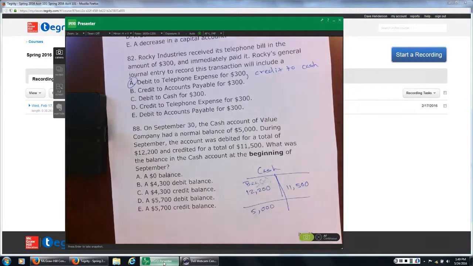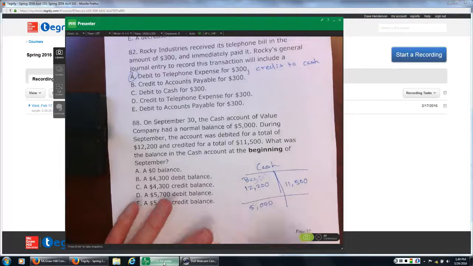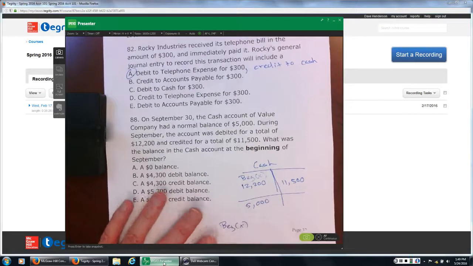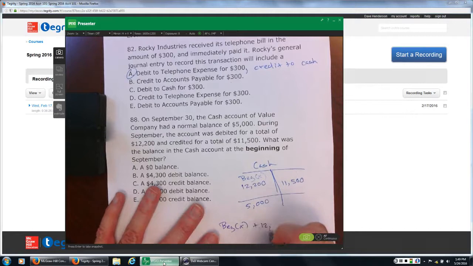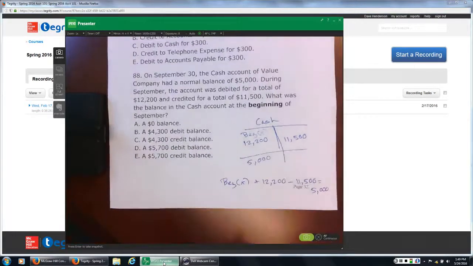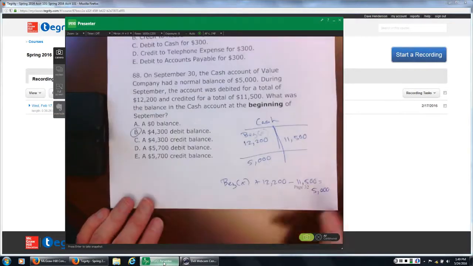Okay, I'm back. So we can say beginning, which is X, plus 12,200 minus 11,500 equals 5,000. So we're just setting up a pretty simple algebra equation to solve for X. When you solve for X, what you get is 4,300. Let's look at number 90 right here.